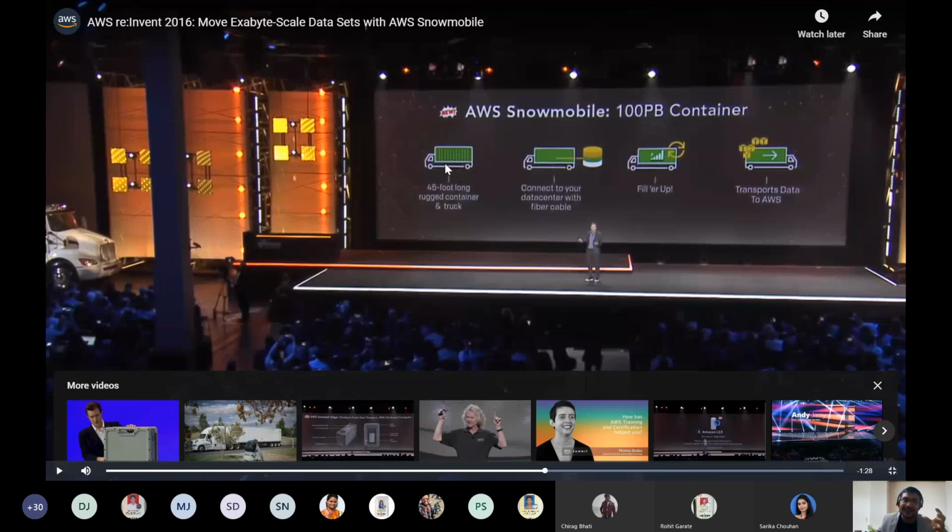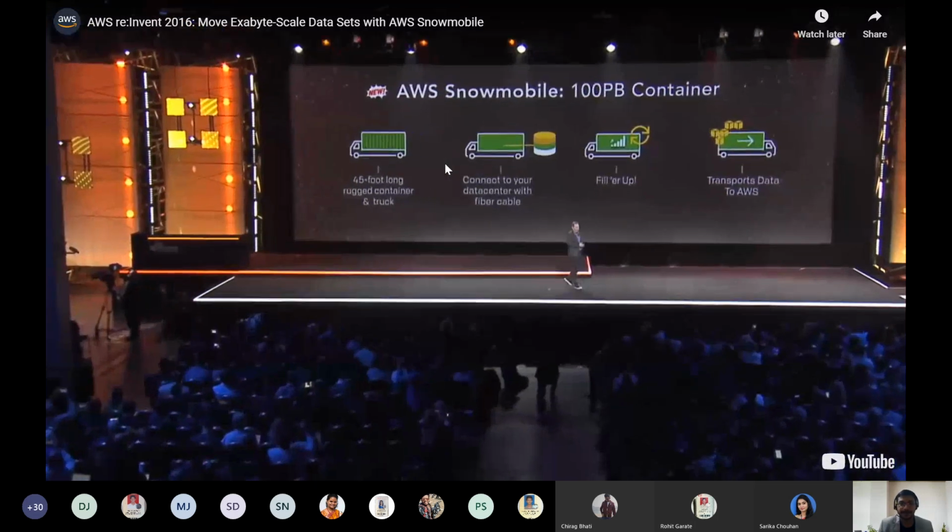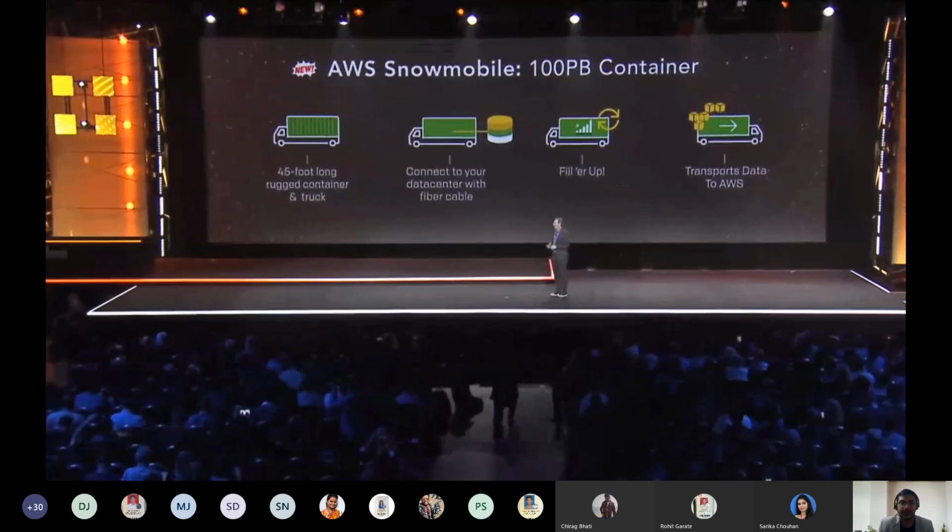You connect the data center cable to the truck. It will show you how you connect it, and then it starts filling up, and the data starts going inside. You basically have to request for this. The truck comes to you, takes your data, and then transfers it to the cloud. Let's see it. A 45-foot long container and truck.